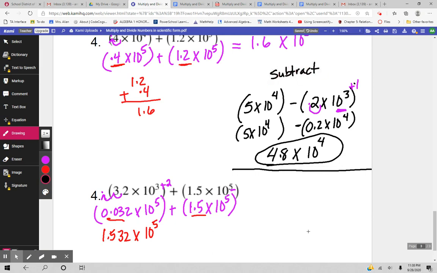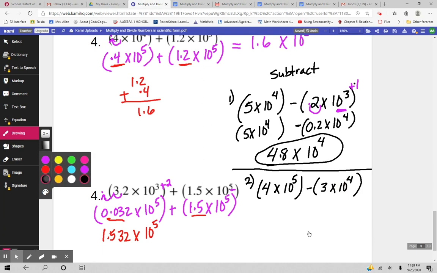Let's try another one. Subtract again. Here's another subtraction problem that we'll do. How about 4 times 10 to the 5th power minus 3 times 10 to the 4th power. It can be any power. Okay, the powers have to match, but I wanted it to be similar to the one we did already.